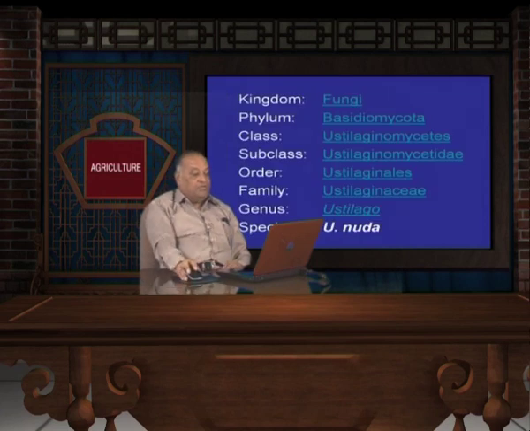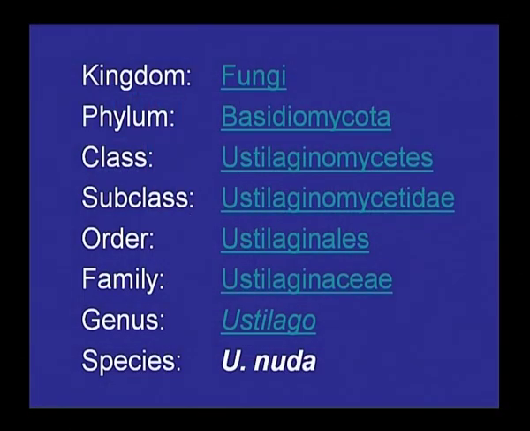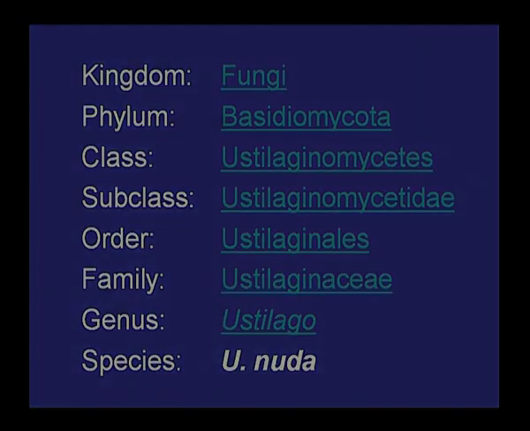If we see the classification, we see phylum Basidiomycota, class Ustilaginomycetes, subclass Ustilaginomycetidae, order Ustilaginales, family Ustilaginaceae, and genus Ustilago, and the species which infects wheat is Ustilago nuda.